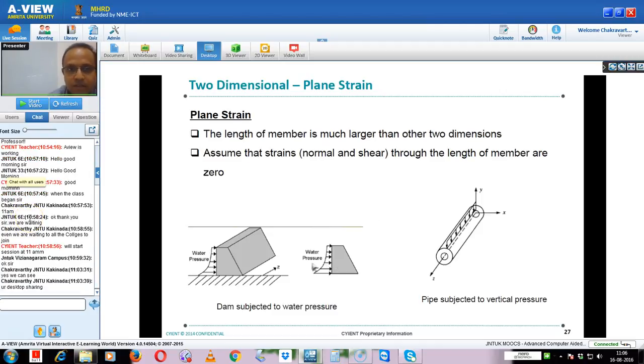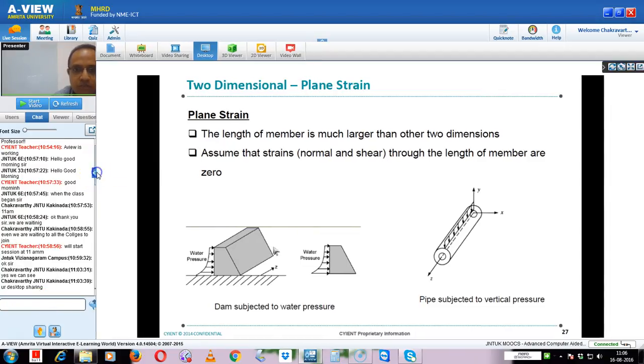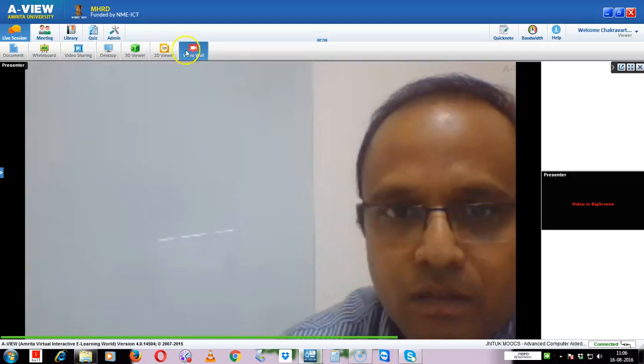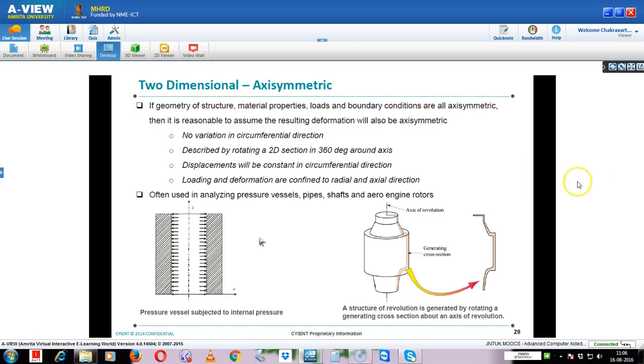So the third dimension is very large, so we assume the strains will be negligible. That is the important assumption here. Similarly, this is the formulation, and coming to axisymmetric.